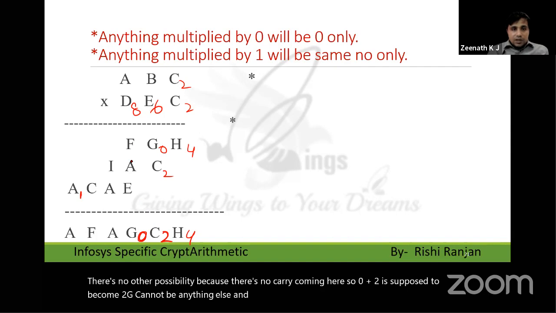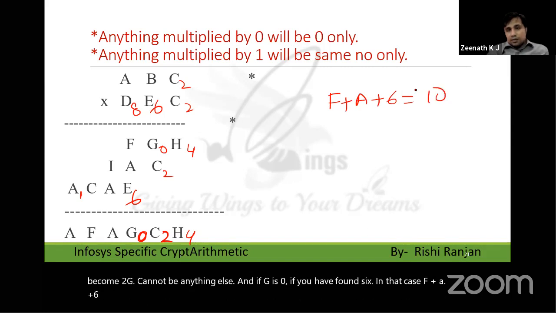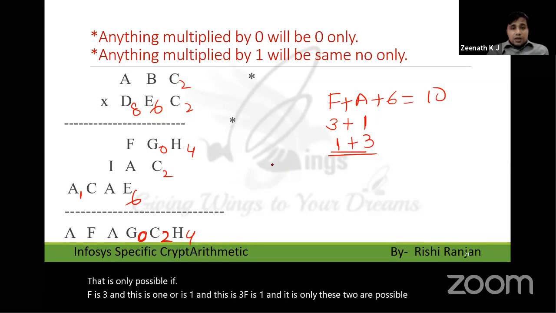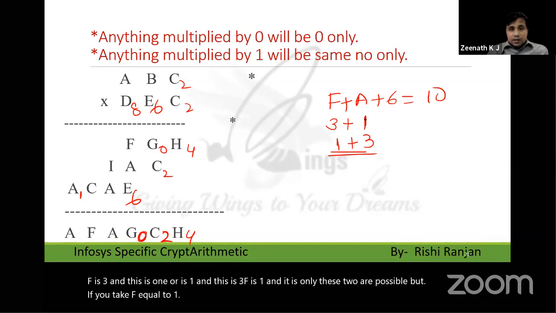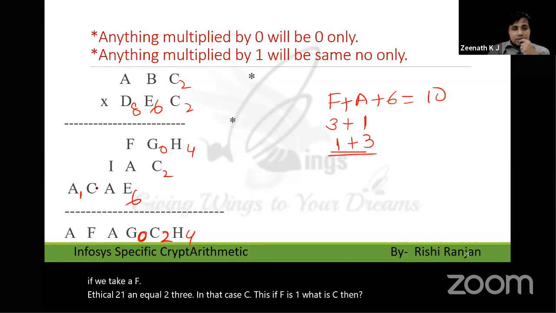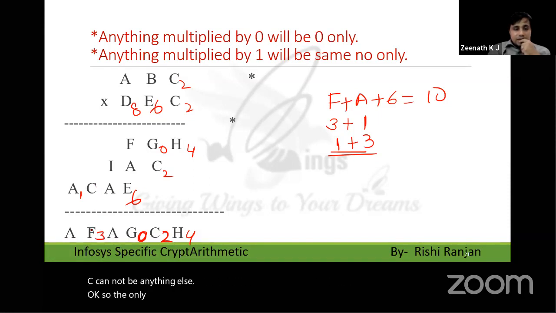And if G is 0, if you have found 6, in that case, F plus A plus 6 has to be 10. That is only possible if F is 3 and A is 1, or A is 3 and F is 1. Only these two are possible. But if you take F equal to 1 and A equal to 3, in that case, see this, if F is 1, what is C then? C cannot be anything else. Okay, so the only possibility is F is 3, so that C is 2.